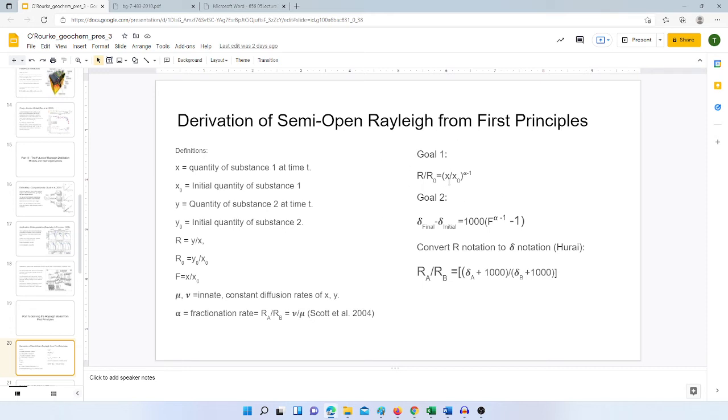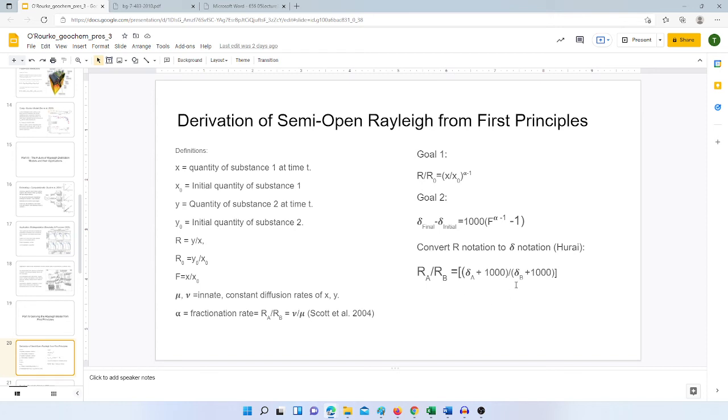So our first goal is going to be to derive the classic version of the formula, and then the second goal will be to derive the approximate solution for the delta O18, or the delta notations generally.